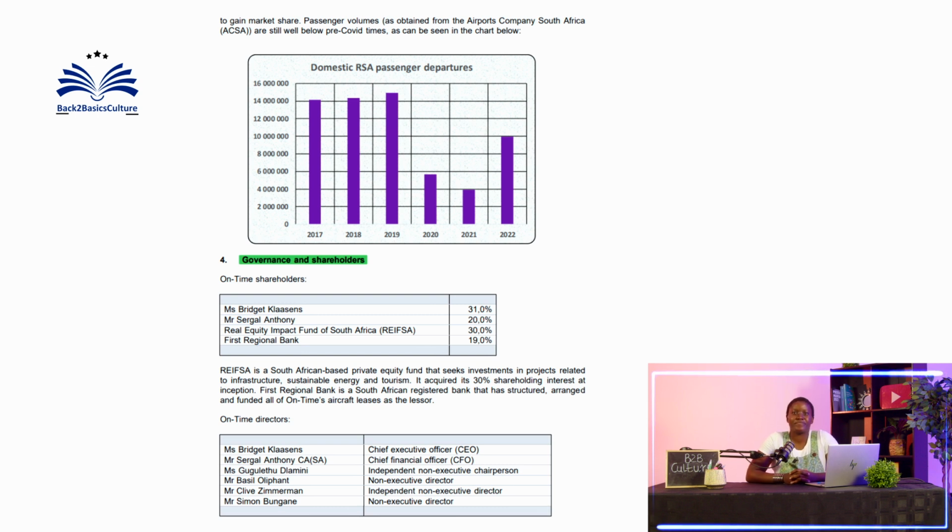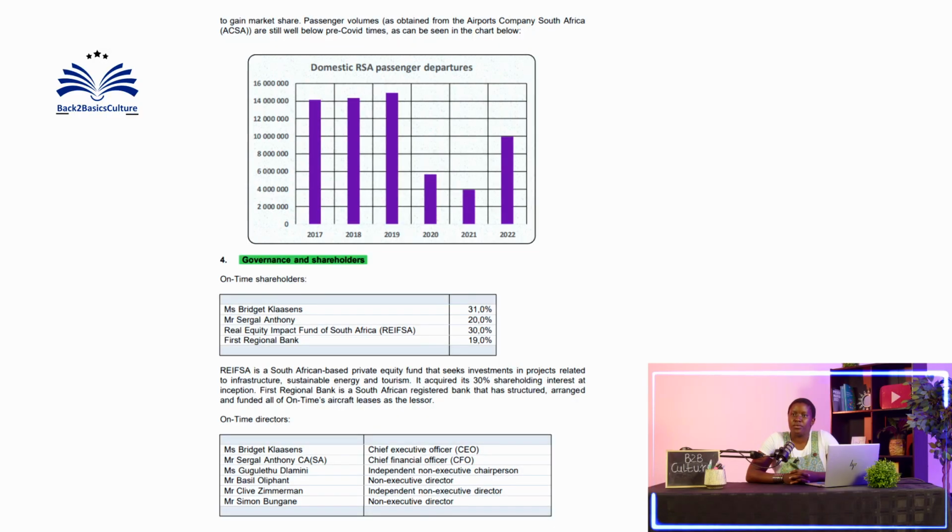So now let's have a look at more information about our shareholders. RIFSA, we're told, so that's the one that owns 30%, is a South African-based private equity fund that seeks investments in projects related to infrastructure, sustainable energy, and tourism. Okay, so I see that word sustainable energy, and already I'm thinking ESG, quite a topical subject at the moment, and it really does revolve around building business towards sustainable energy. It acquired 30% of its shareholding interest at inception.